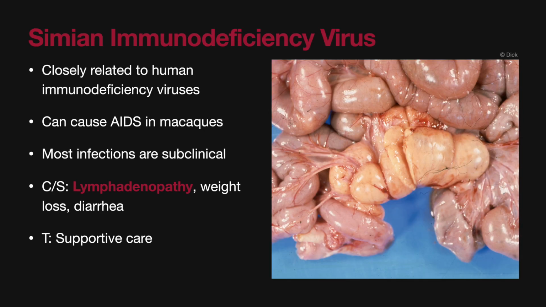Simian immunodeficiency virus is closely related to human immunodeficiency viruses and can cause AIDS in macaques. However, most infections are subclinical. When clinical signs do develop, you can see lymphadenopathy, weight loss, and diarrhea. Treatment primarily focuses on supportive care.